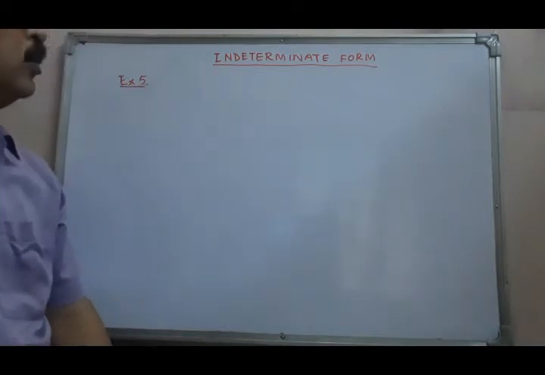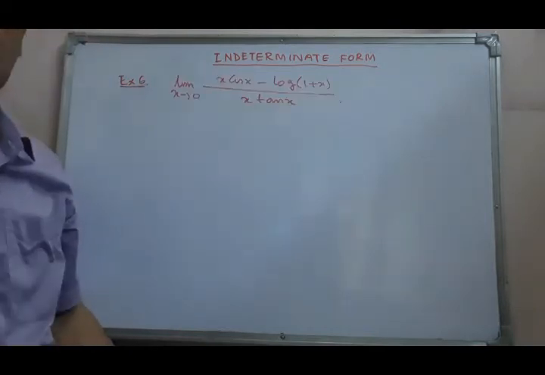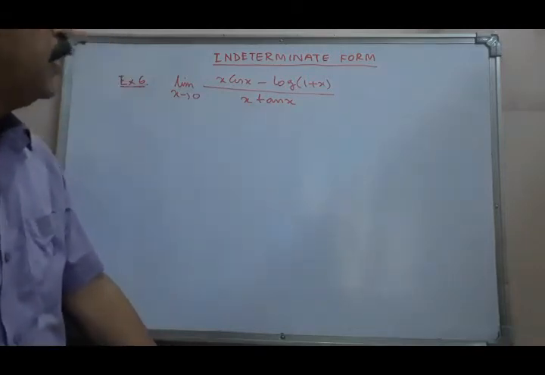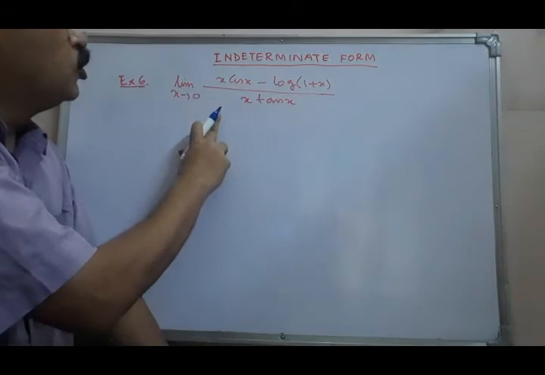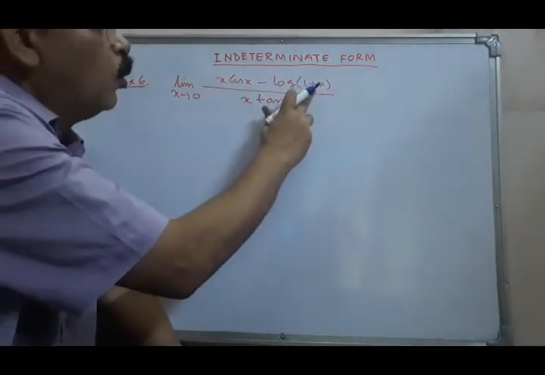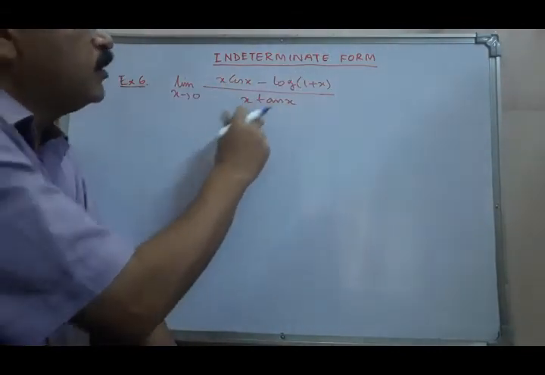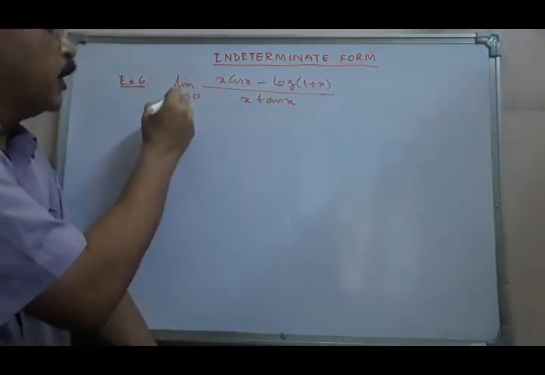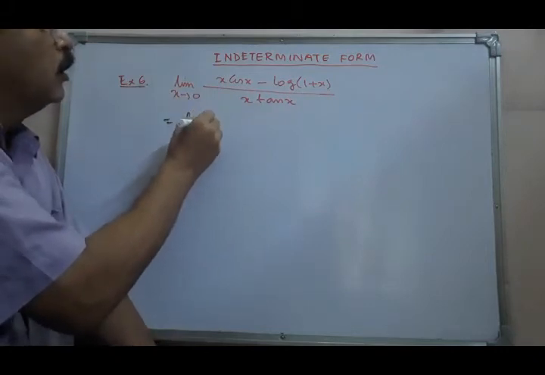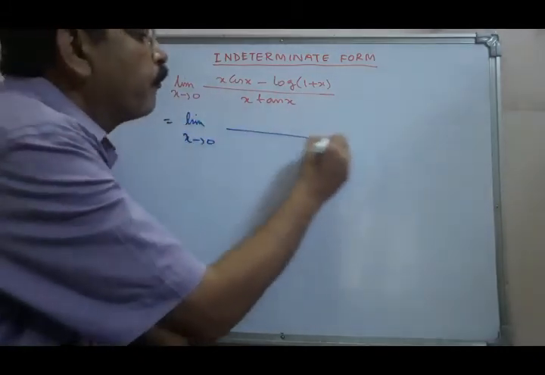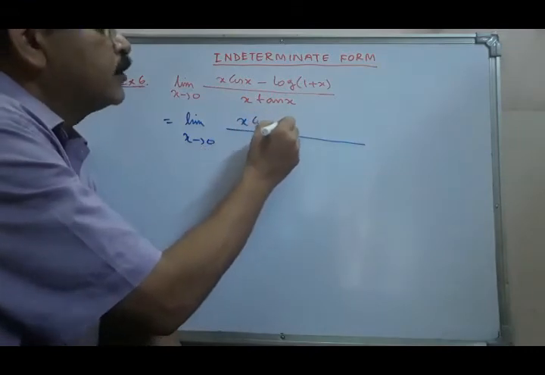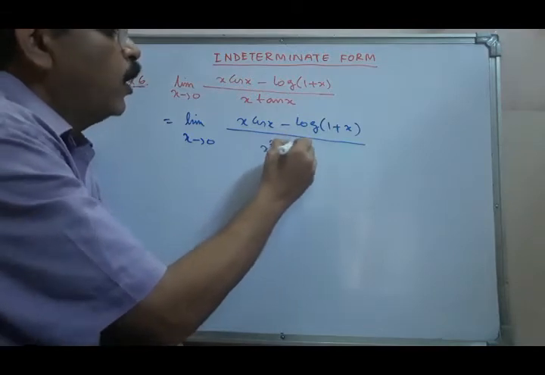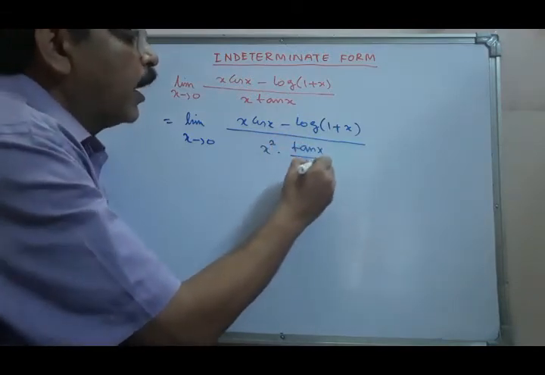Now we are going for the next example. In this example, let you check whether it is coming indeterminate form or not by replacing x equal to 0. So numerator it is 0, it is log 1, 0, 0 minus 0 is 0, so 0 by 0 form. But here we have to apply a little bit of tricks. Let us apply first, limit x tending to 0, it is x cos x minus log of 1 plus x divided by x square into tan x by x.